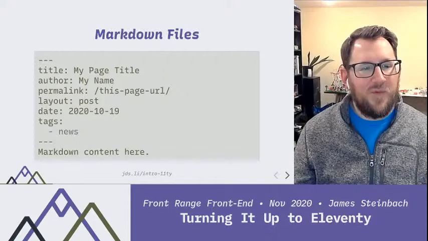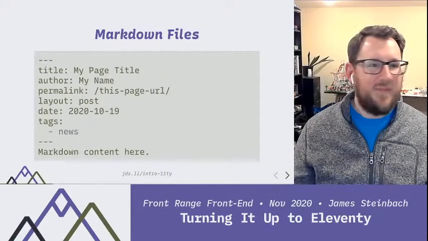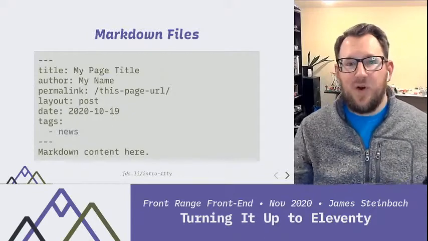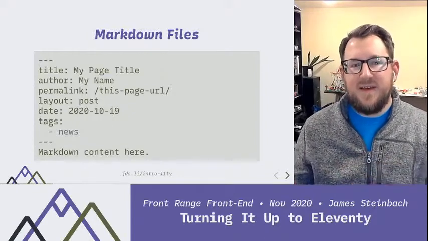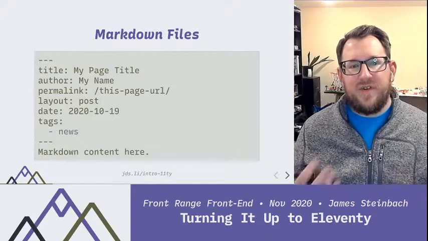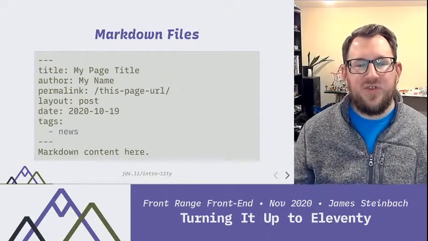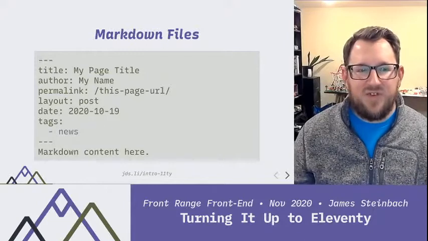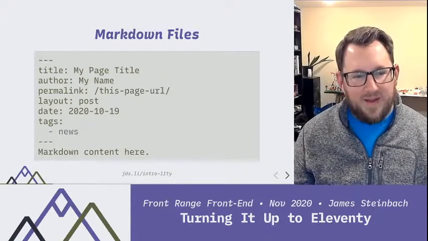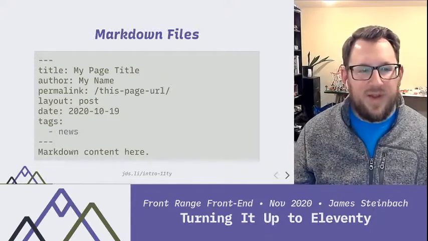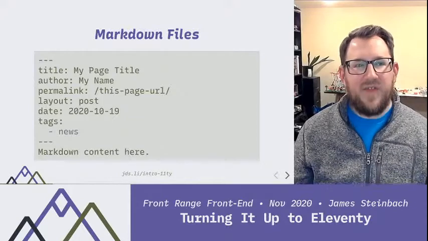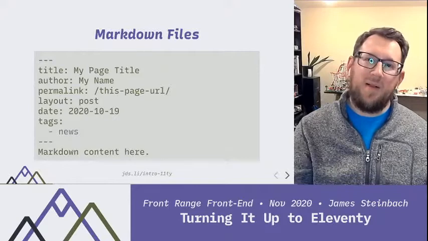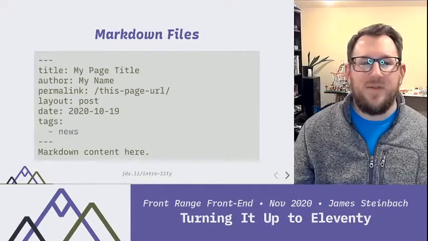And here we have several keys. Title is the page title. Author, name of whoever the author is. Permalink is the URL you want this page to be generated at. Layout is whatever template file Eleventy should use to generate the page. Date is the date of publication. And then tags is an array of items. Here we just have one item in the array called news. And then everything after the front matter is Markdown and will be compiled to HTML by the Markdown engine.